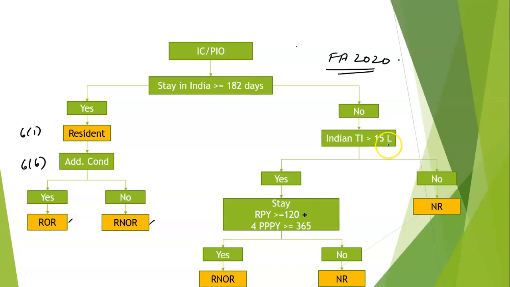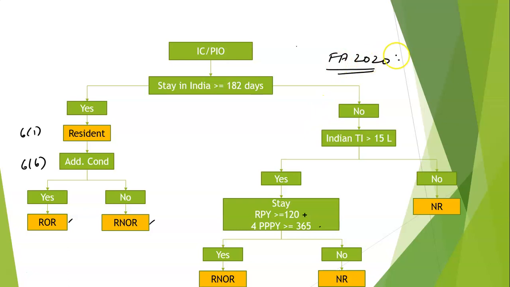If it does not cross 15 lakhs, nothing to do here. Straight away non-resident. But if the SSC's Indian total income actually crosses 15 lakhs, then check the stay in the relevant previous year and 4 preceding previous years. If it satisfies 120 and 365, then the SSC shall be a resident, not ordinarily resident.